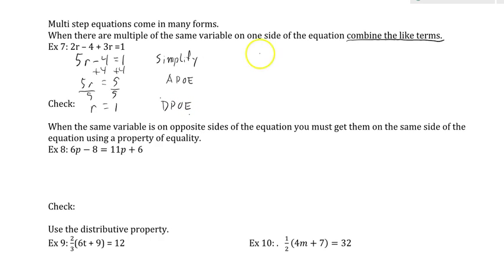Our check step, 2 times 1 minus 4 plus 3 times 1 equals 1. 2 minus 4 plus 3 equals 1. So 1 equals 1. Check.